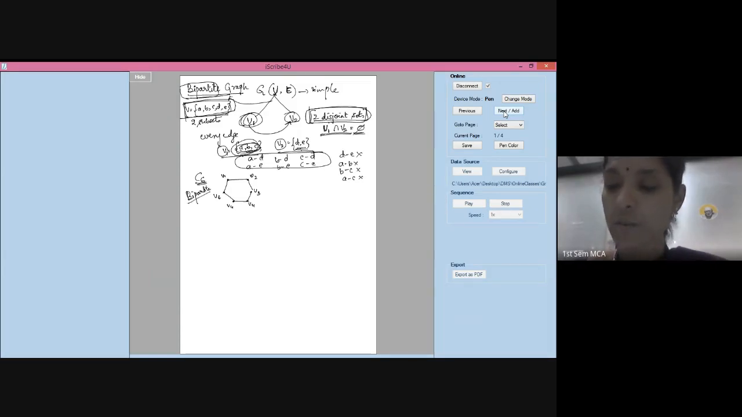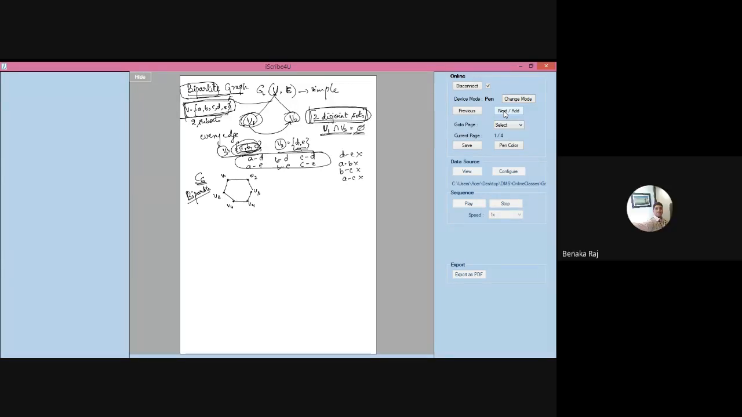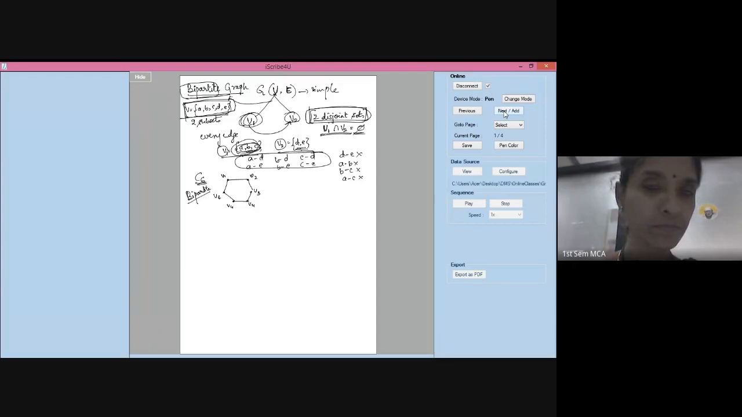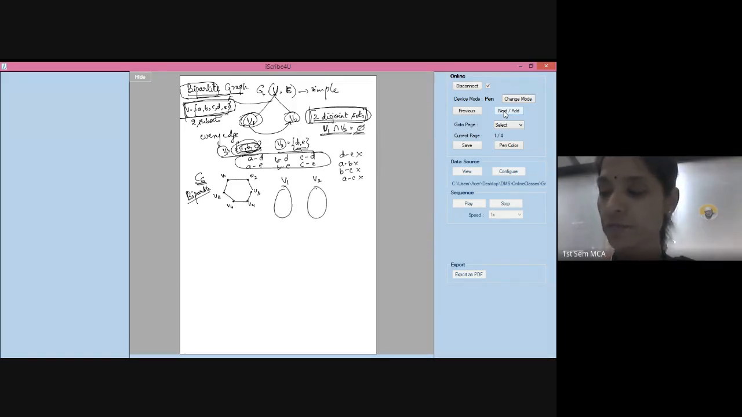Can I call this graph bipartite? No, ma'am. Why not? I will divide this set of vertices into two parts such that edges should be from one set V1 to another set V2. If you look at this graph, V1 and V2 are adjacent. You cannot put them in the same set.